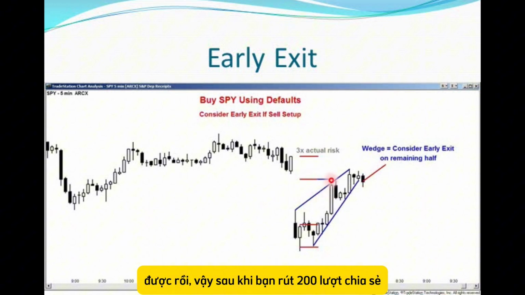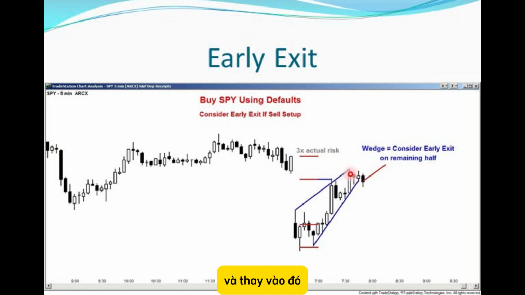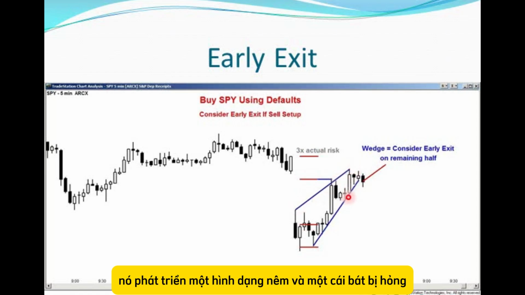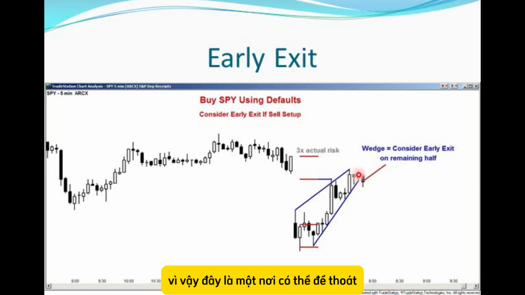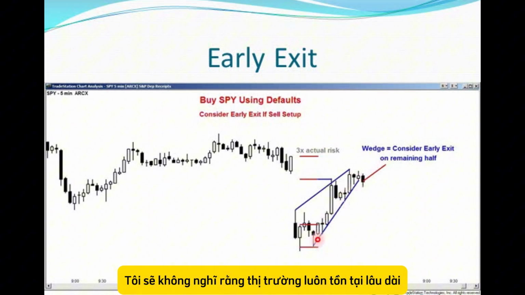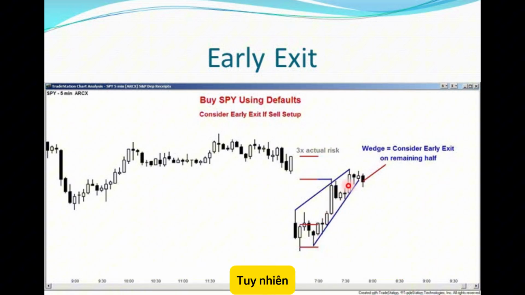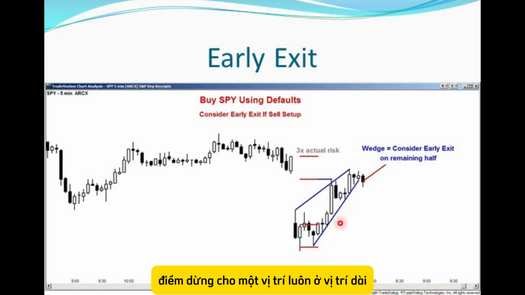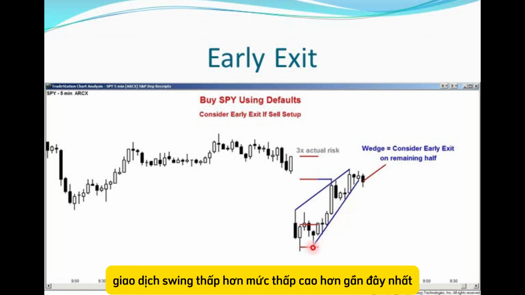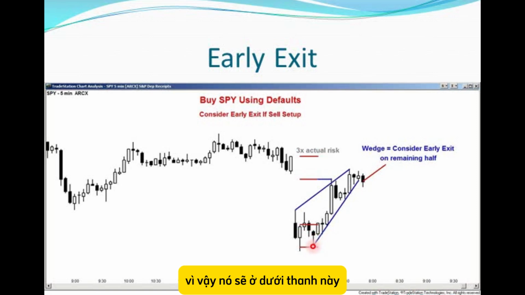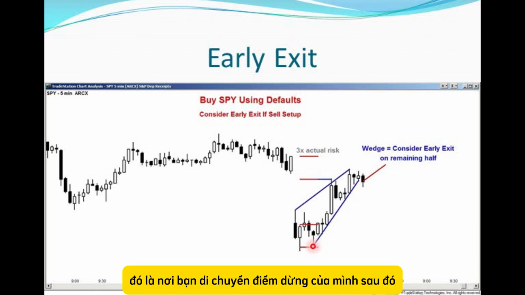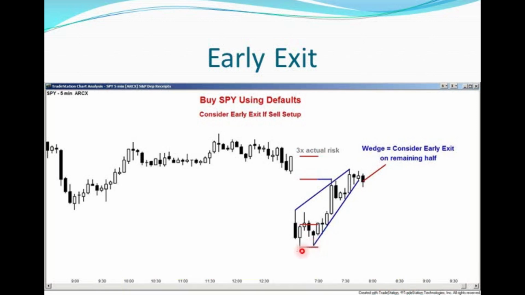Okay, so after you took off 200 shares, you have 200 shares left. The market did not reach 3 times your actual risk, your second profit target, and instead it developed a wedge shape and a failed bull breakout. So this is a possible place to exit. I don't know about going short. I would not. I think the market's always in long. However, the stop for an always in long position, a swing trade, is below the most recent higher low. So it would be below this bar, which was where you moved your stop after the market turned up.